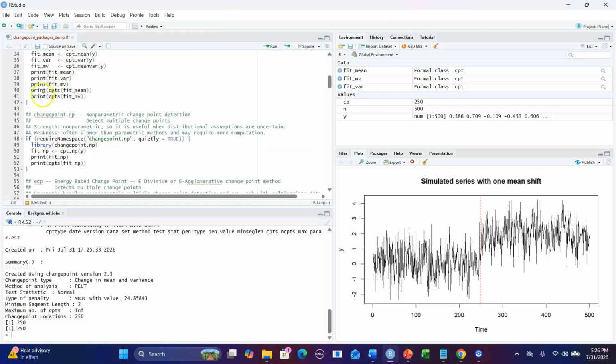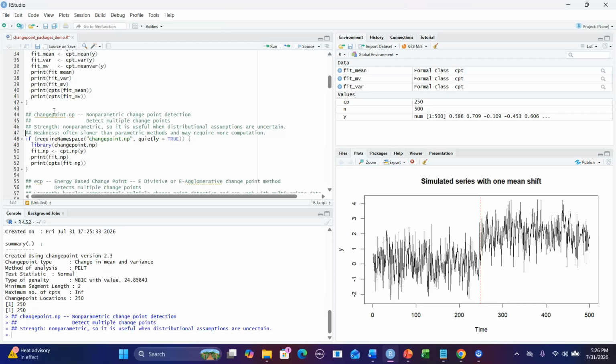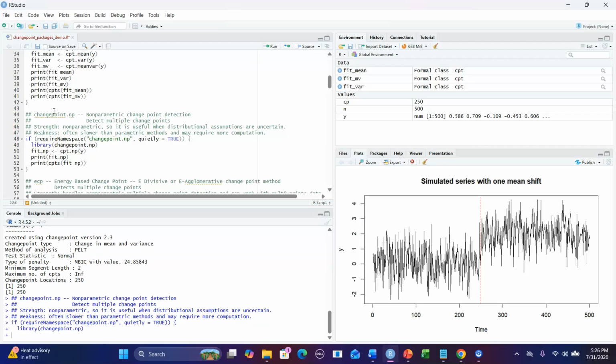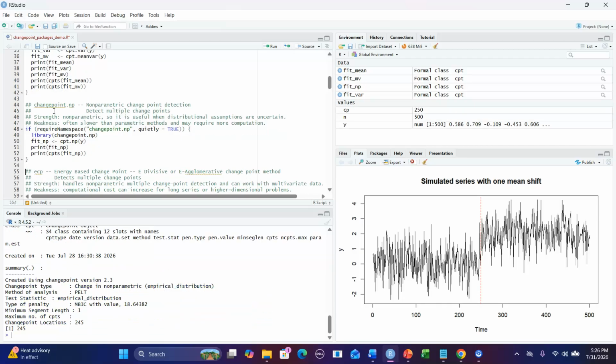And then we go to changepoint.np. Changepoint.np is for non-parametric change point detection, also for detecting multiple change points. It is useful when distribution assumptions are uncertain. Weaknesses include that it is often slower than parametric methods and may require more computation. The syntax is pretty simple: just use cpt.np on y and print it out. You can see the location is 245. It detects one change point, a little bit off the true value of 250.